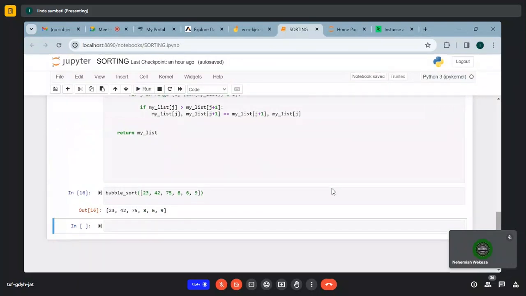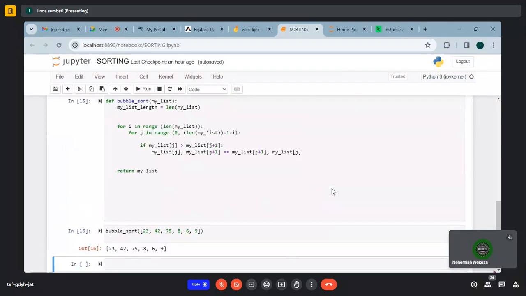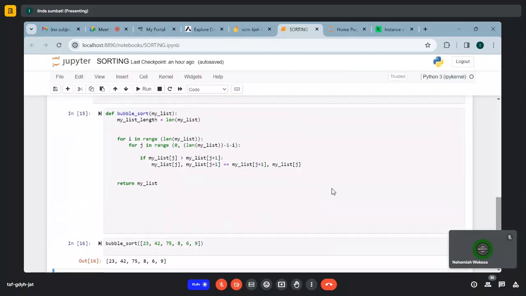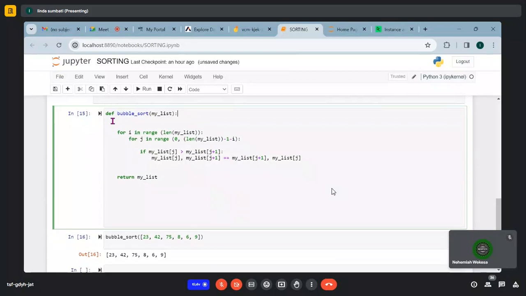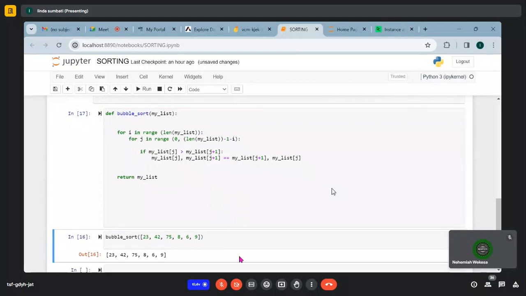Not yet. It's still giving out the way it is. Or can somebody try this code on their side? Can we go back to the paste on the chat? Okay, let me paste it. Let me try getting rid of this. Let me see. I'm wondering why it is not running.